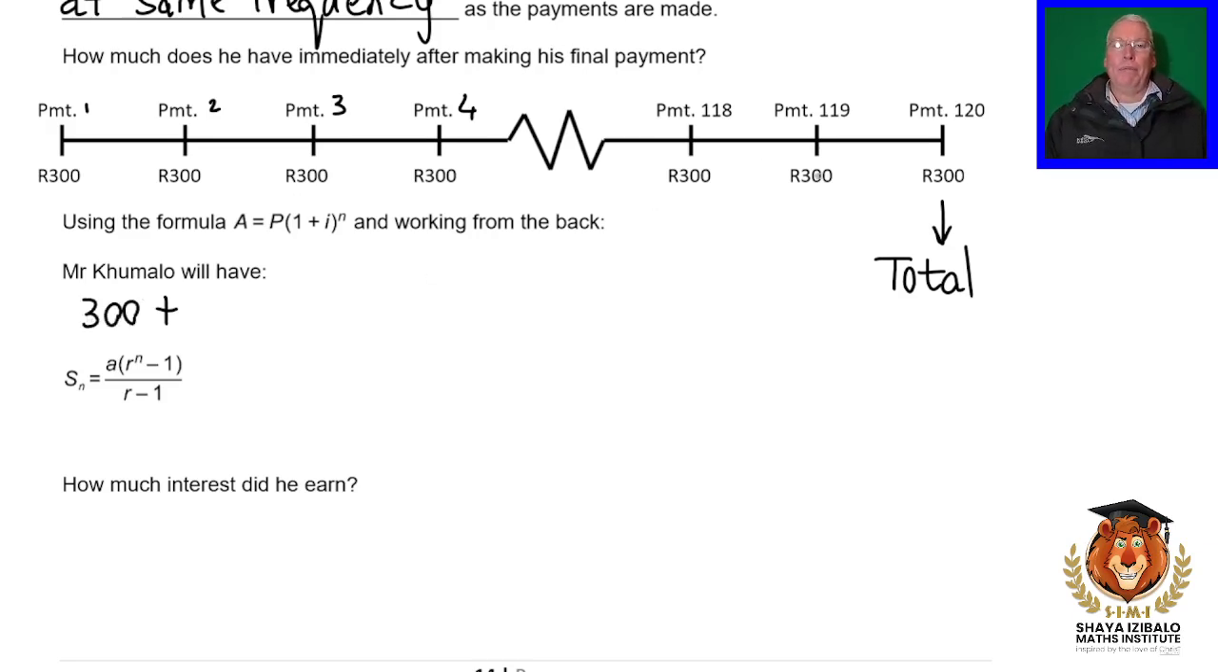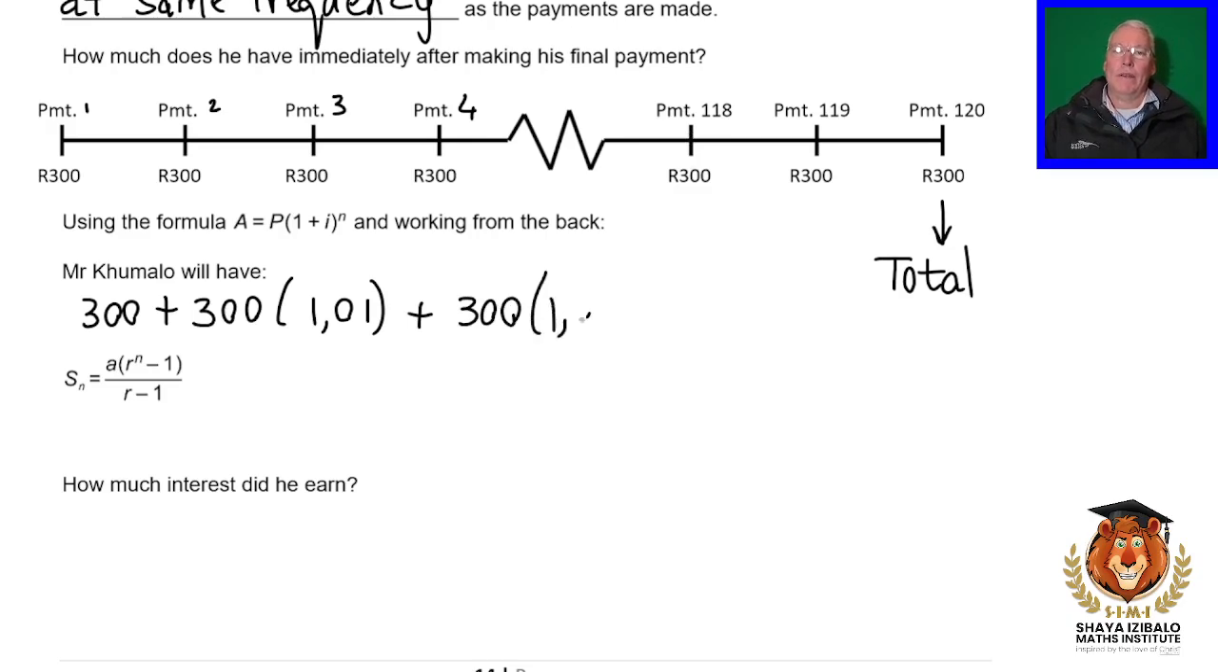Now, this payment over here is in the account for 1 month, so it's actually going to get 1% worth of interest, 1 plus 0,01. This payment over here is in the account for 2 months, so it's going to get 2 months worth of compound interest, and so on. The next one's going to get 3 months. So what we've got here is a geometric sequence. We know a, we know r, and we know that there are 120 terms.